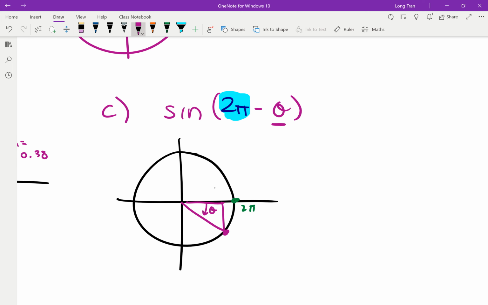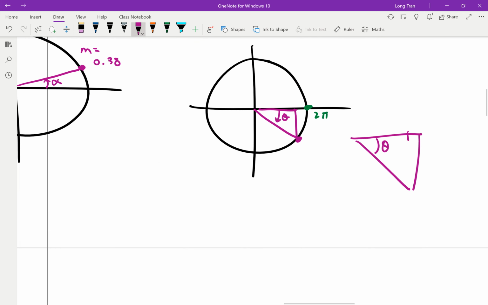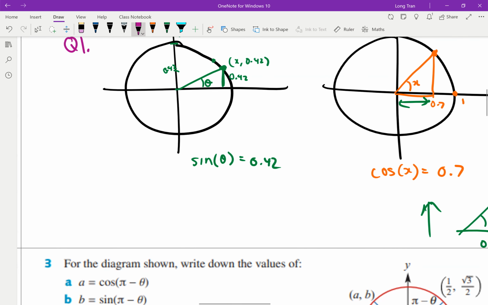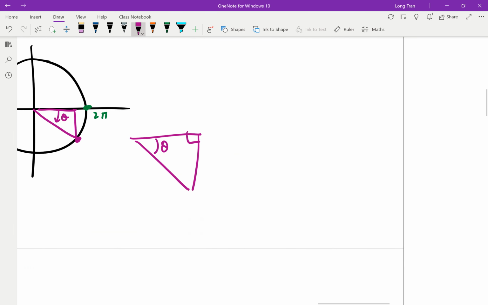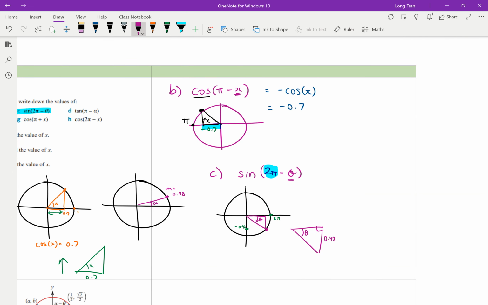Now, all I know in a triangle that looks like this with an angle theta is they told us before, when we drew it at the very start, if this was equal to theta, we only knew the height was 0.42. So back to this diagram, we only know the height is 0.42, but the difference is that 0.42 is in the negative region. So to answer this question, I would say this is the same thing as saying negative sine of theta, which is negative of 0.42, or negative 0.42.